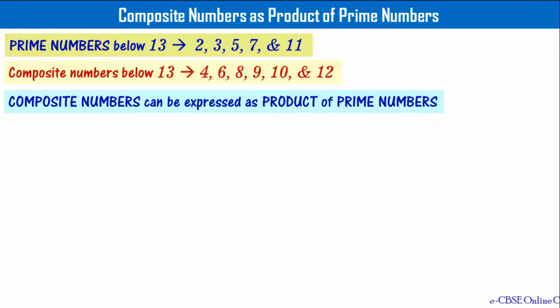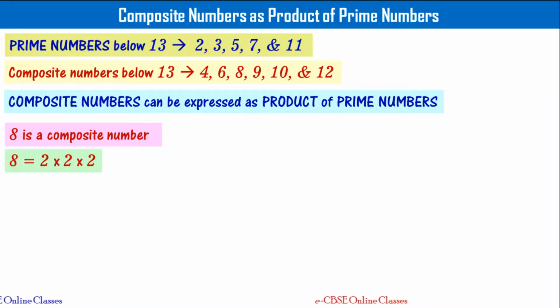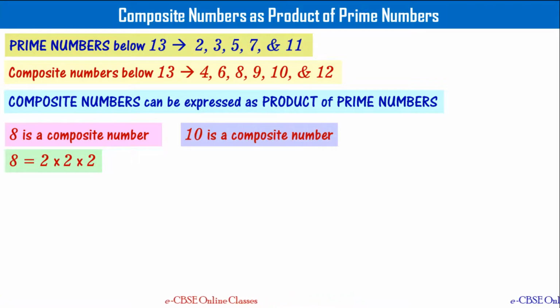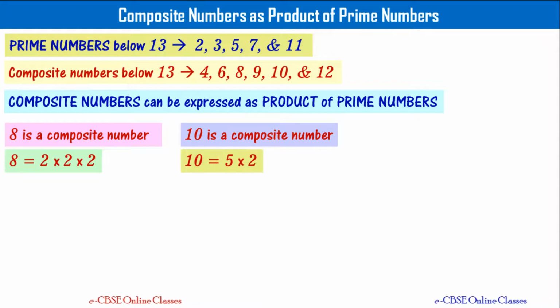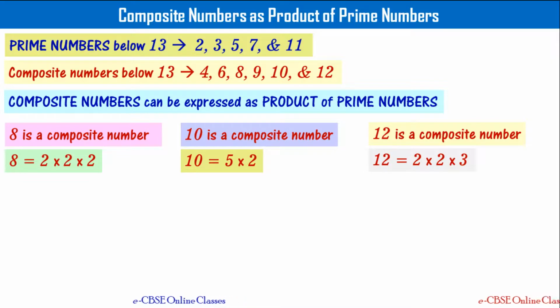Now, let's verify whether that is applicable for other numbers. For example, 8 is a composite number. So, the composite number 8 can be expressed as product of prime numbers, that is 2 times 2 times 2, right? 10 is a composite number and it can be expressed as 5 times 2, where 5 and 2 are prime numbers, right? Similarly, 12 is a composite number and that can be expressed as a product of 2 times 2 times 3, right? Where 2 and 3 are prime numbers.